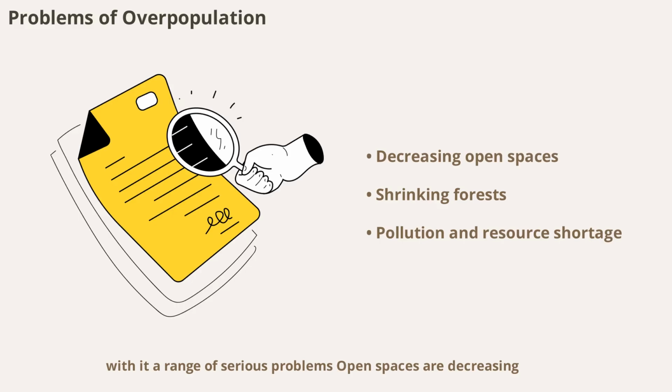The rapid rise in population brings with it a range of serious problems. Open spaces are decreasing, forests are shrinking, and industrialization is causing air, water, and soil pollution. There is a growing shortage of drinking water and other essential resources, while increasing pollution poses significant health hazards. These issues highlight the urgent need for population control and sustainable resource management.